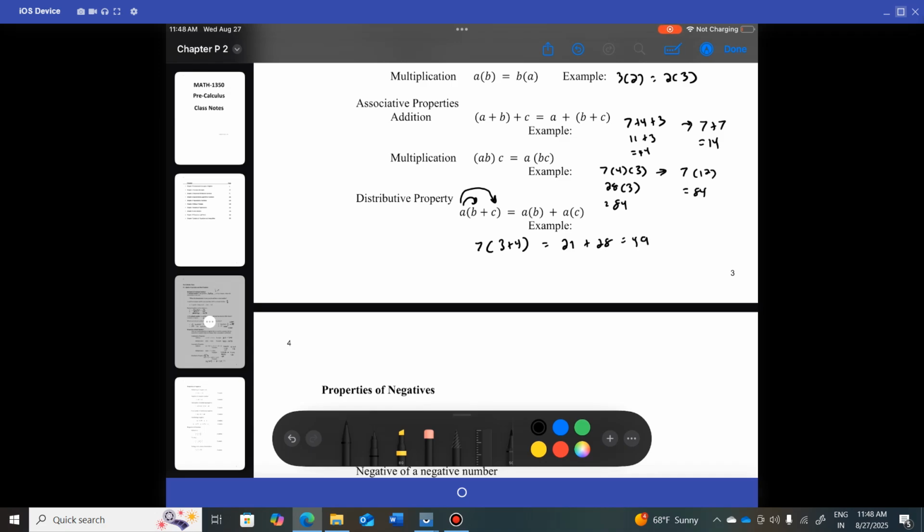Now, it's maybe not necessary to actually do the distributive property there, but if we had 7 times 3 plus x, we would know that we would have to distribute this to make it still remain the same value.